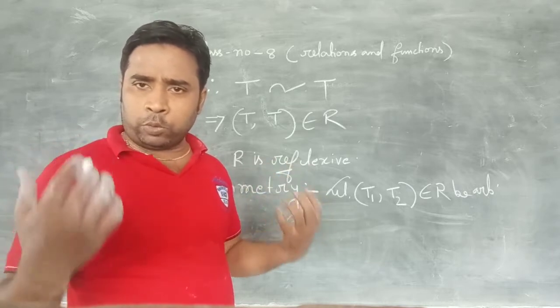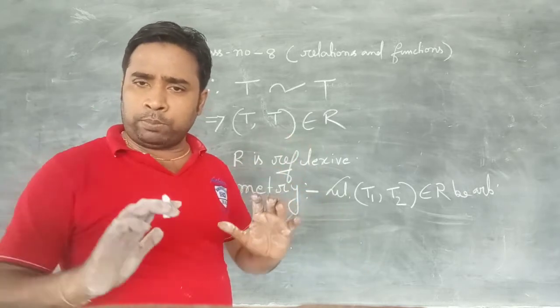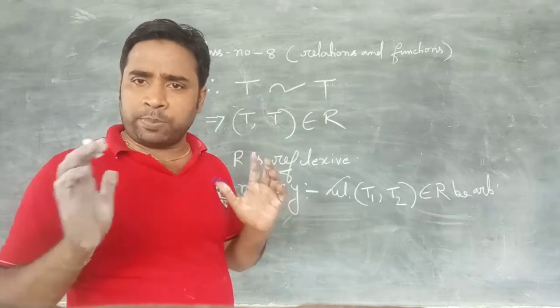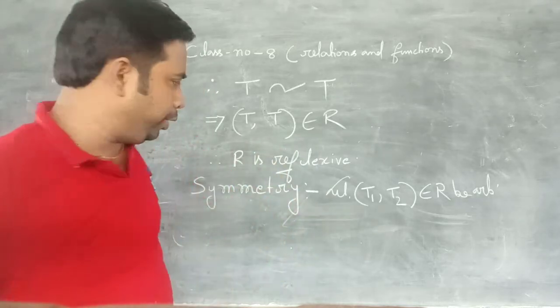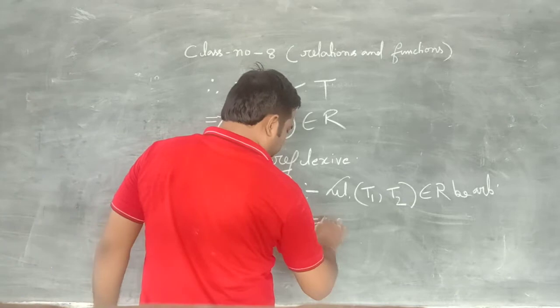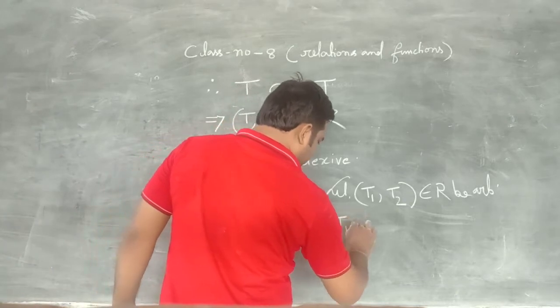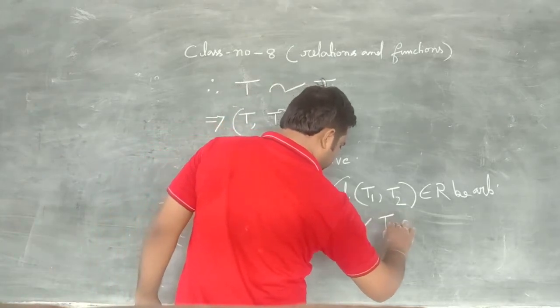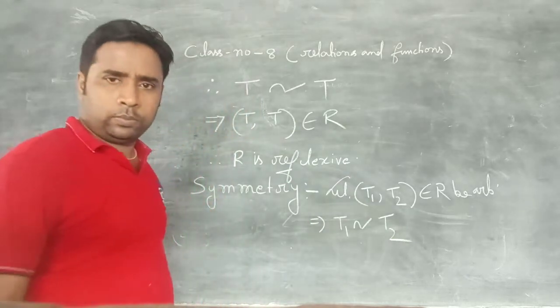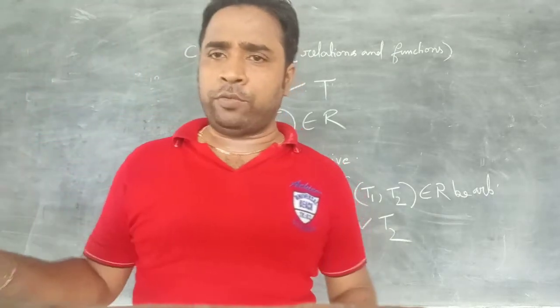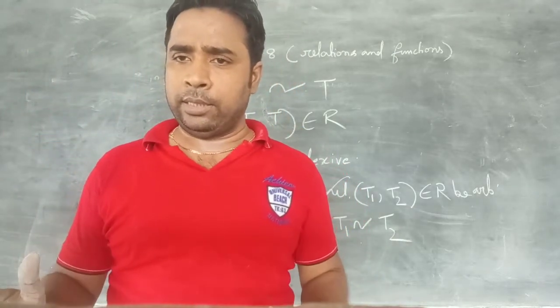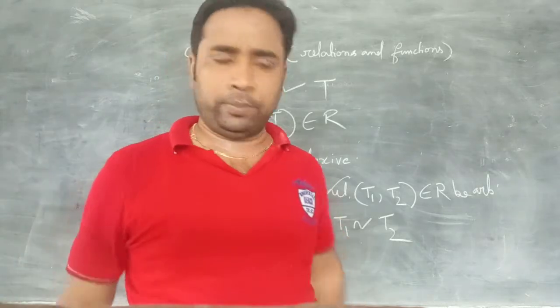Since the pair belongs to R, that means the two triangles must be similar. Why? Because this is according to the question. So we can write T1 is similar to T2. You know the definition of similar triangles very nicely, from class 10.